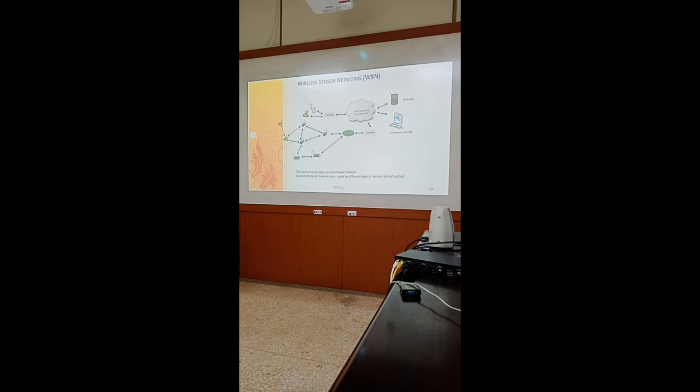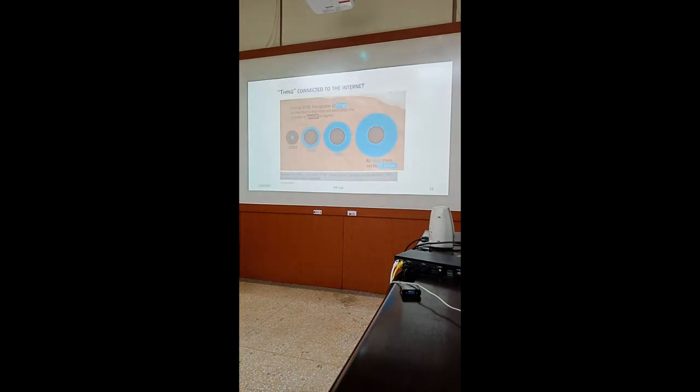This is the single node, computer, service, end user. The network runs tightly on low power devices consisting of one or more sensors, which could be different types of sensors. So a SIM can also connect to the internet. We say now many devices can already connect to the internet, more than 50 billion.